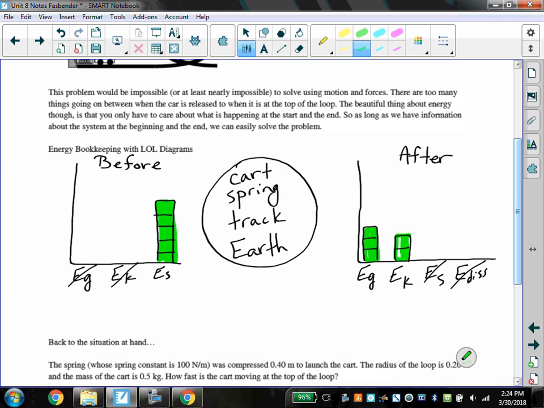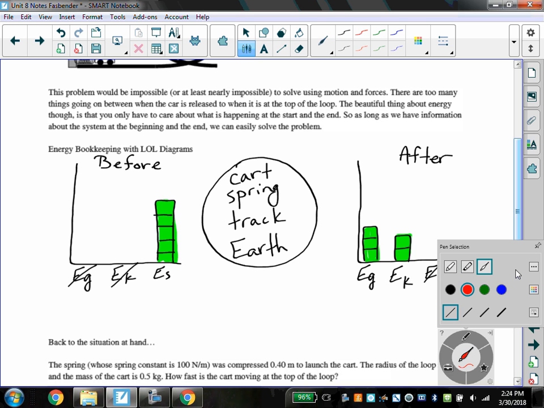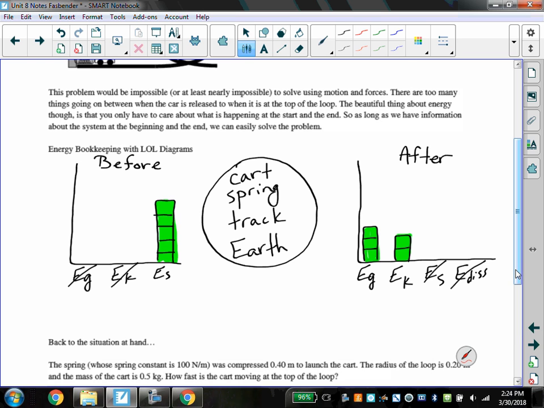end. And if you notice, I have still 5 boxes of energy because I need to show that however much energy I have at the beginning is exactly the same as however much energy I have at the end. So the 5 boxes here must match in the after. Okay?